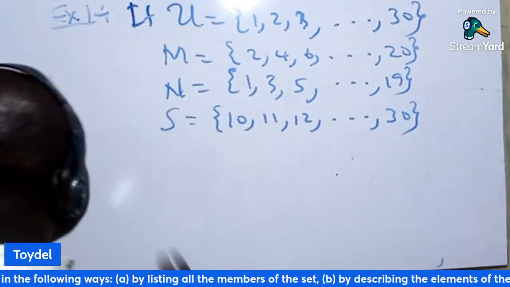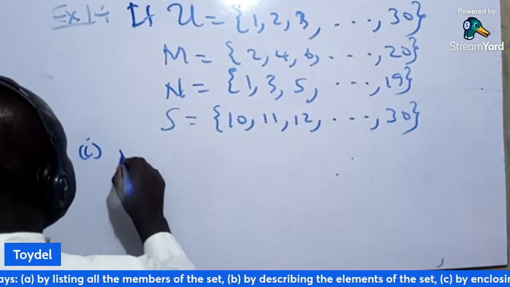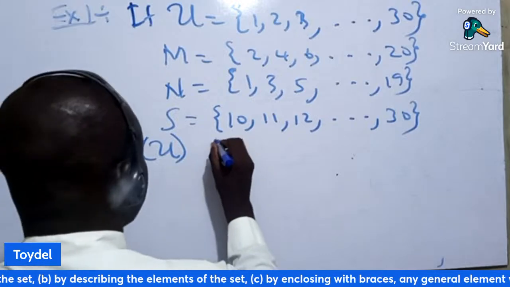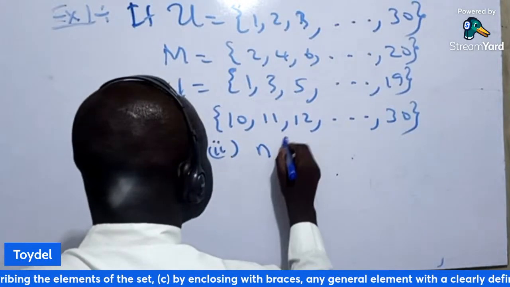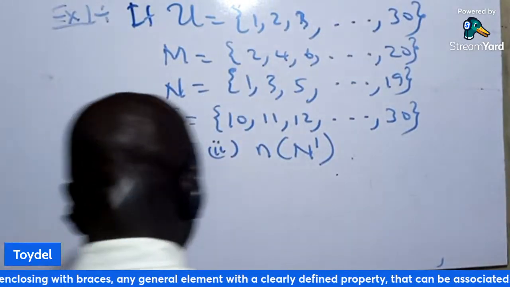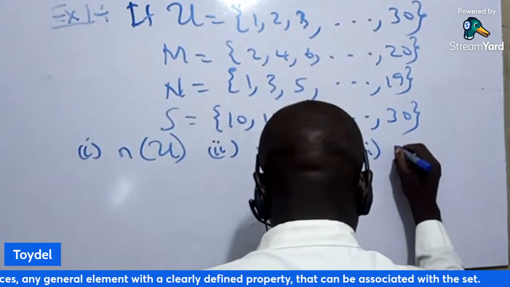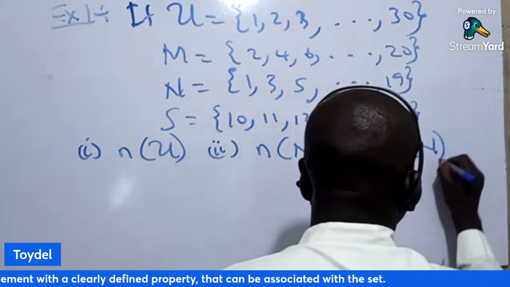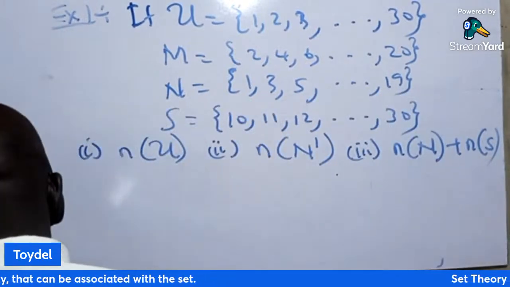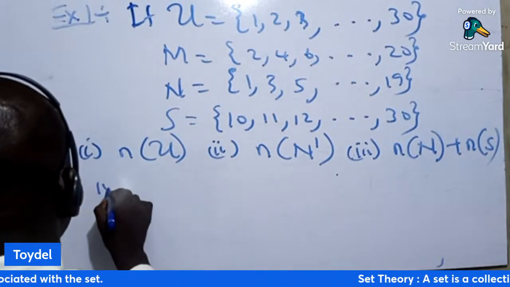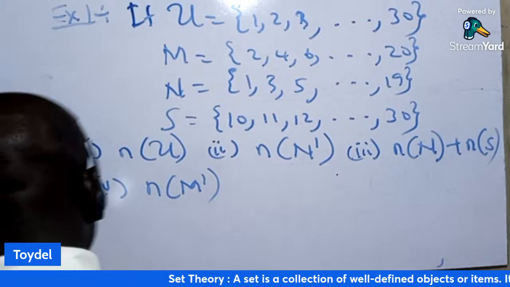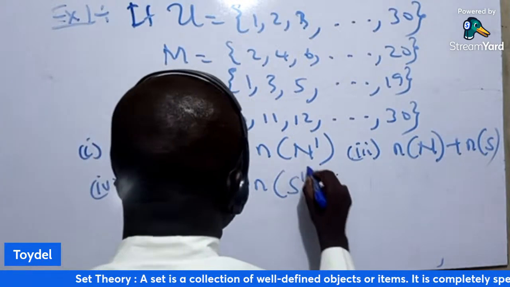So you realize that all the elements that you have in M, N, and S are subsets of the universal. The question now says, we should find: one, the cardinality of the universal, that is, the number of elements in the universal. Roman figure 2, the cardinality of N prime, that is, the complement of N. Then 3, the number of elements in N plus the cardinality of S. Then the last one, the cardinality of M prime, that is the complement, plus the cardinality of S complement.